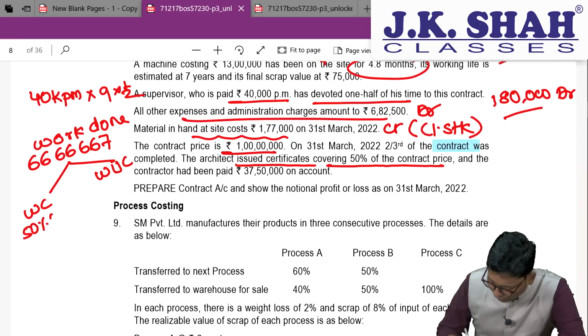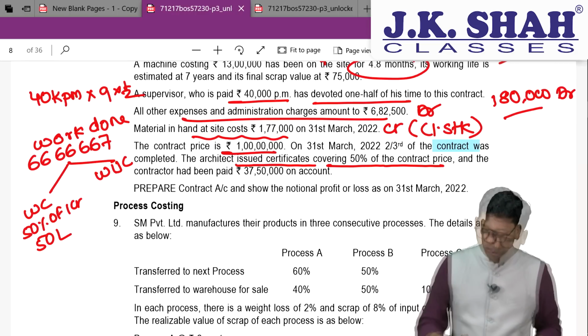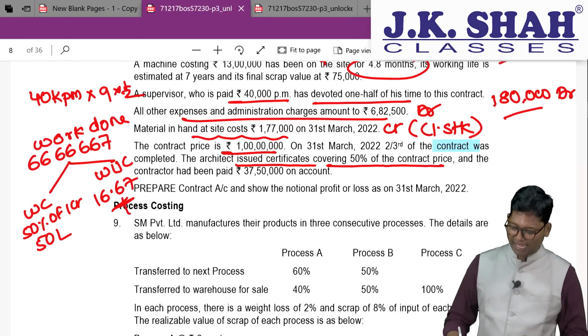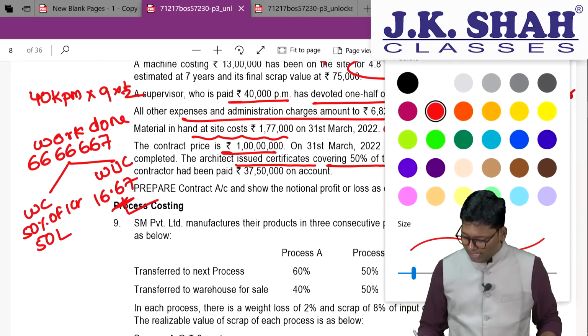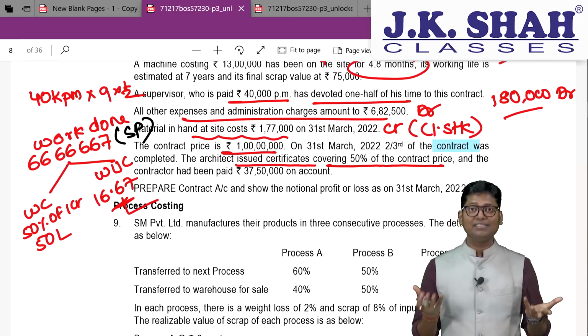If you compute 50% of 1 crore, your work certified will become 50 lakh. So if you subtract this figure from your total work done, you are going to get 16.666667 lakhs as your work uncertified. Please guys, be very careful. Now the work done is recorded at selling price because contract price is the selling price.